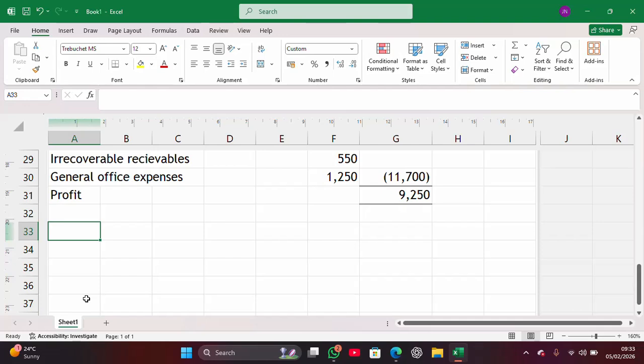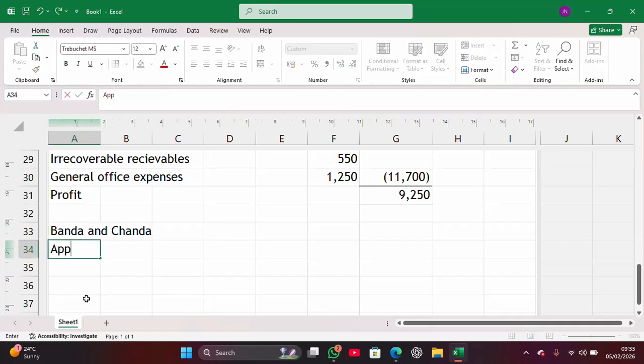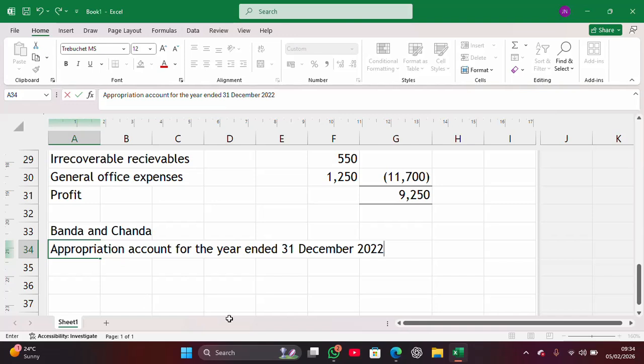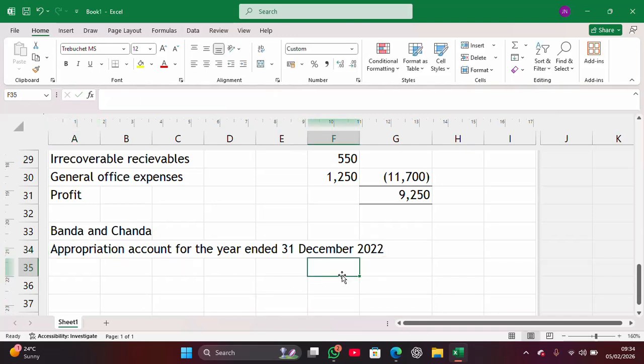So who are these guys? There is Banda and Chanda. Yes. Appropriation account for the year ended 31st December 2022.